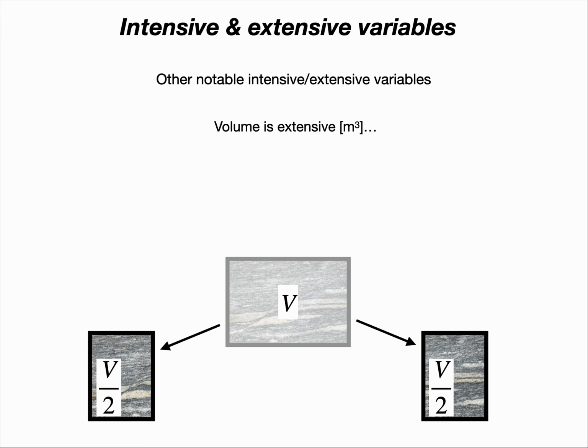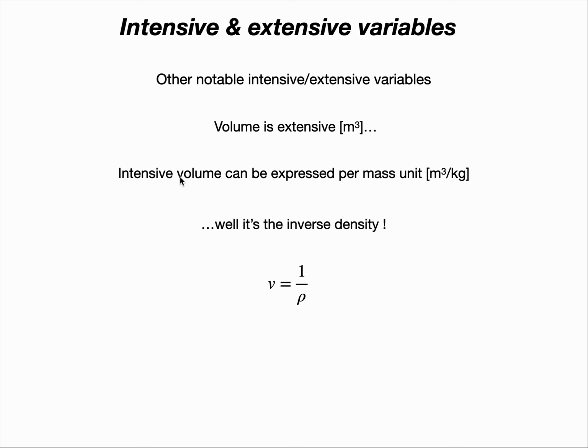Some other notable intensive and extensive variables. Let's look again at the volume. Remember, if you take one volume and divide it by 2, the volume is divided by 2, so that's an extensive variable. Can we make the volume an intensive variable? The answer is yes. To make an intensive volume, you can make it per unit mass. So you can make a volume in unit meter cube per kilo. And what is that? It's nothing else than the inverse density. So the intensive volume would be 1 over rho.